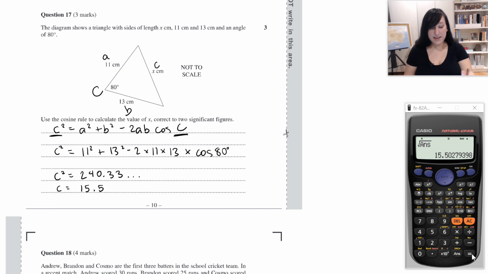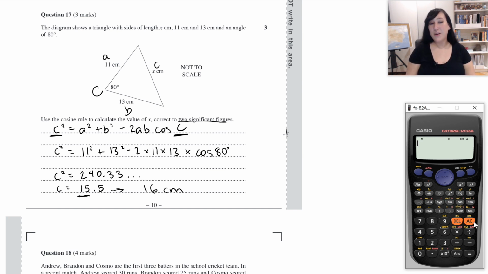Now, careful, because the question does say two significant figures. With significant figures, we start from the first non-zero digit, count, in this case, 2 digits, and round to that place value. So we start with the 1, and then the second one is that first 5. So we're just rounding here to the whole, to the ones place. And since it's 15.5, that will round to 16 centimeters. And that's our answer. Okay, let's go to question 18.